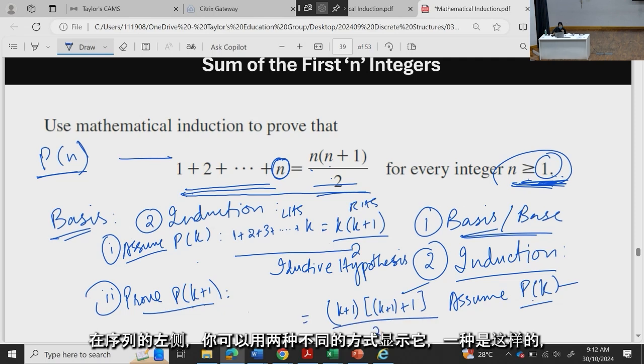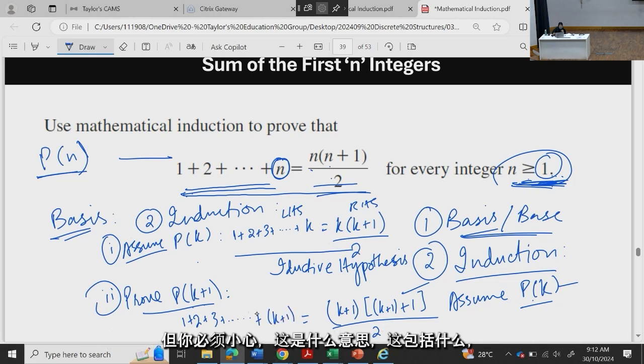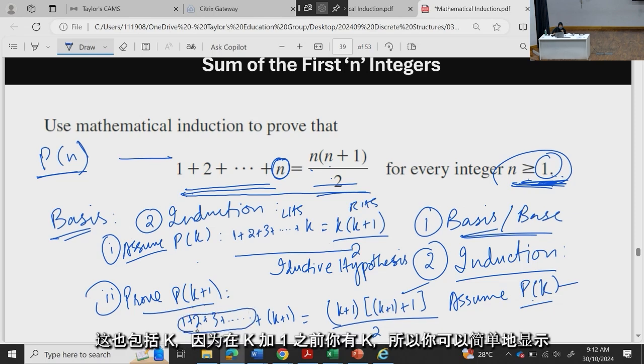On your sequence side, meaning the left hand side, you can show it in two different ways. One is this here, but you have to be careful over here. What does this mean? What does this include? This includes k also, because before k plus 1 you have k.